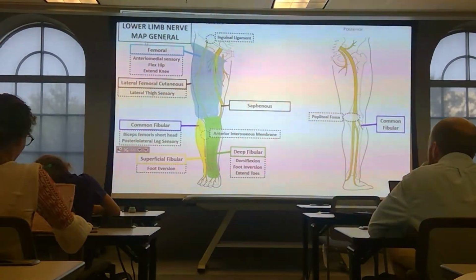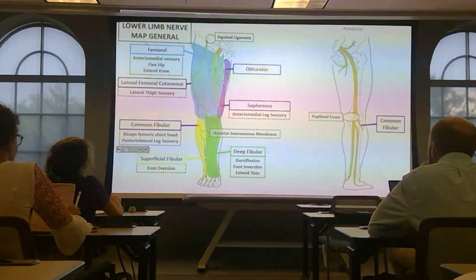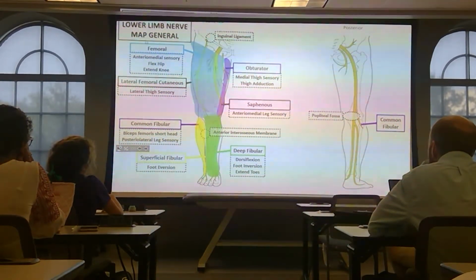Then we have the saphenous nerve that comes down, and that's going to be anterior medial leg sensory only, no motor. Then we have the obturator compartment, the adductor compartment. When those contract, it brings the leg towards the body. So that's going to be medial thigh sensory and then thigh adduction. So that's everything on the front of the leg.